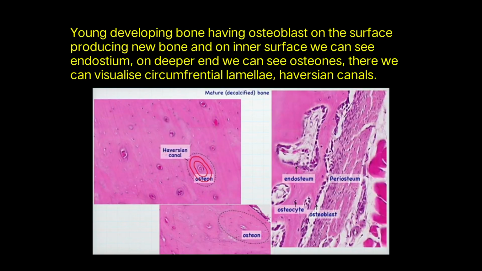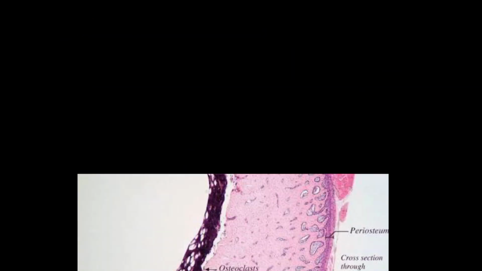Now coming to the next photograph, the young developing bone having osteoblasts on the surface producing new bone, and on the inner surface we can see endosteum. So we can see that the inner surface has endosteum, and on the deeper end we can see osteons. We can see, this is the osteoblast, these are the osteocytes, this is the periosteum. Okay, and there we can visualize circumferential lamellae, and that is Haversian canal. So these are the circumferential lamellae where we can find the Haversian canal.